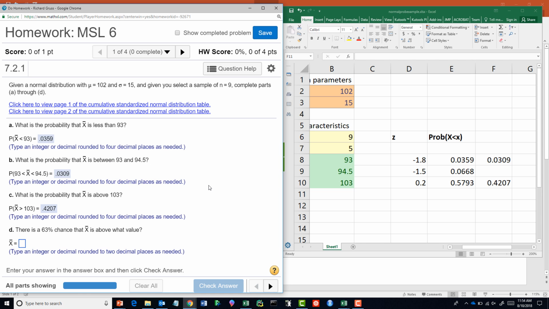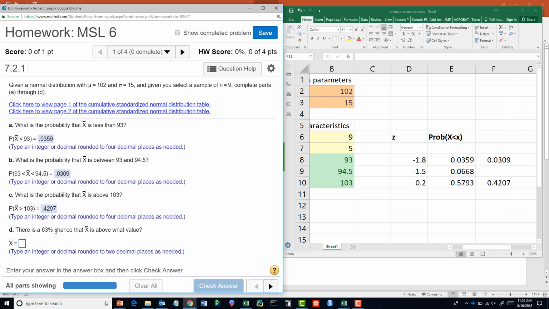Okay. All right, so this last one asks us to go in the reverse direction. So instead of going from a number to a probability, now we have to go from a probability to a number. We're going to deal with it in the z-score, and then we have to go back from the z-score into the raw score. So we're basically going to be doing everything backwards here.